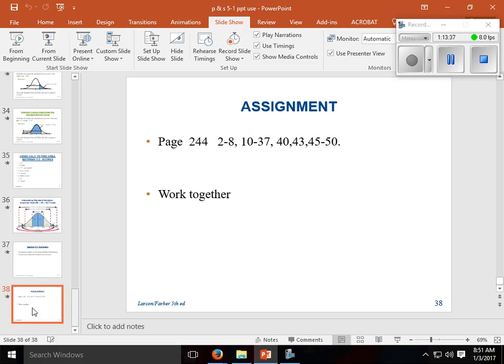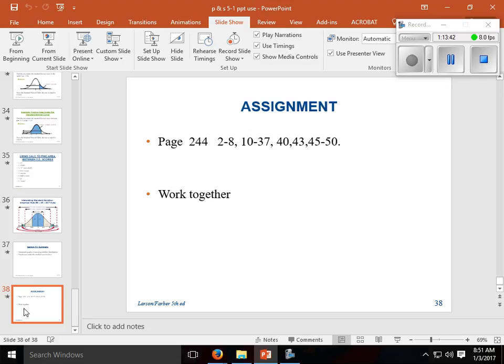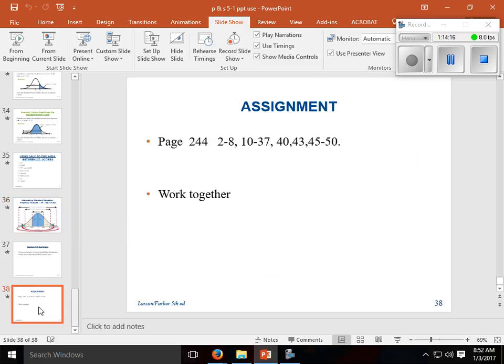All right, the assignment's on page 244. Is it online yet? No. 2 through 8, 10 through 37, 40. We're going to work some of these together. 43, and 45 through 50.